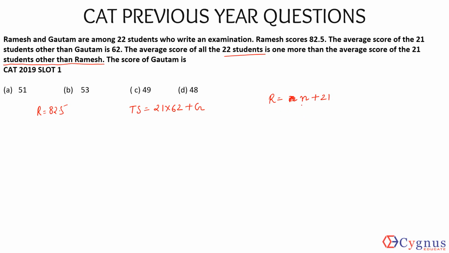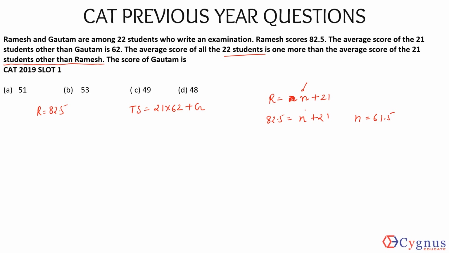I don't know the total score of these, I don't know the value of n here. What's the score obtained by Ramesh? It's 82.5. So n plus 21 will give you 82.5. So what's the value of n? We get 61.5 marks. So the average score of all the students will be 61.5.